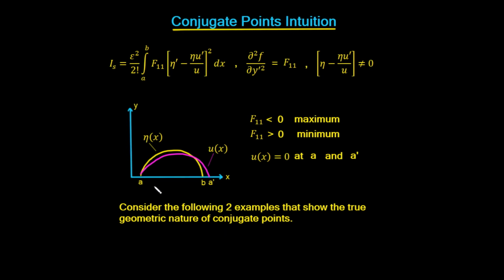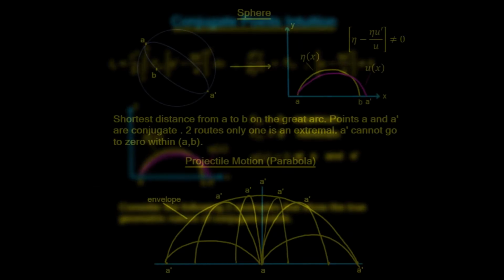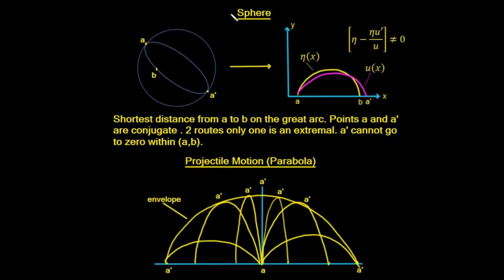So we're going to consider two examples on the next page that give us a bit of a better geometric intuition into the nature of conjugate points. Let's look at the example of a sphere and also a parabola. Now I have a sphere drawn here and we have the great arc of the sphere here. So if you like, you can think about this as the planet Earth, and you can think about the great arc as the equator.